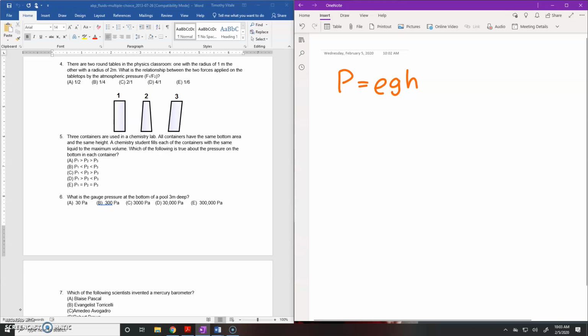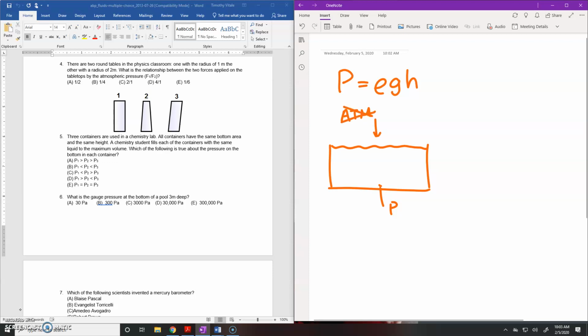For number 6, what is the gauge pressure at the bottom of the pool 3 meters deep? The reason why they say gauge pressure is because you're ignoring the atmospheric pressure. So like here's the pool. The water causes a pressure here because of the weight of the water, but there's also the weight of the atmosphere pushing down as well. They're saying ignore that.